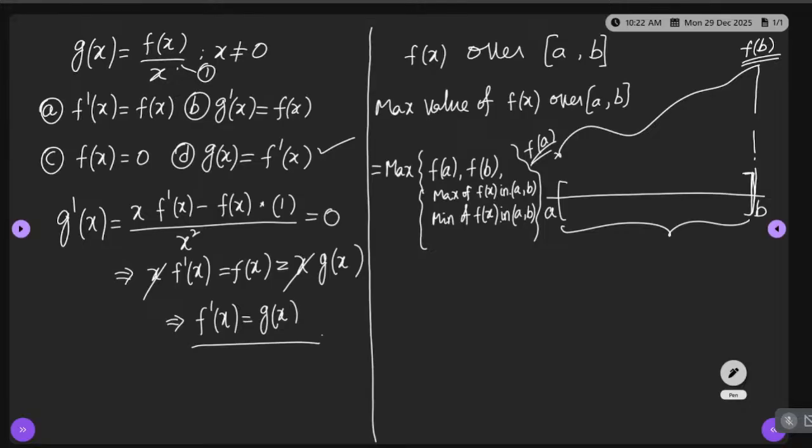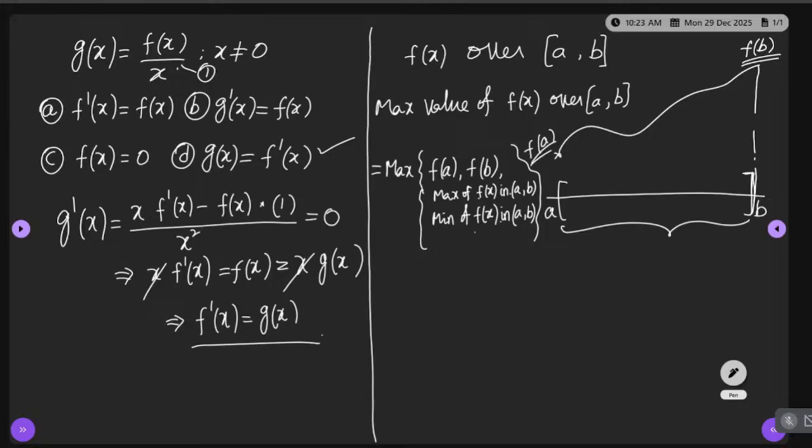So you have to find maximum, minimum and also f of a, f of b. Among all of these, whichever is maximum is the maximum of f of x over closed AB.